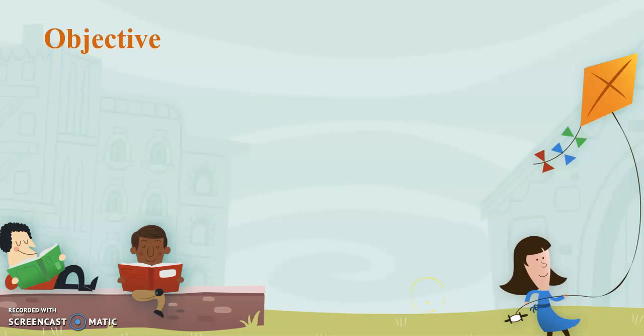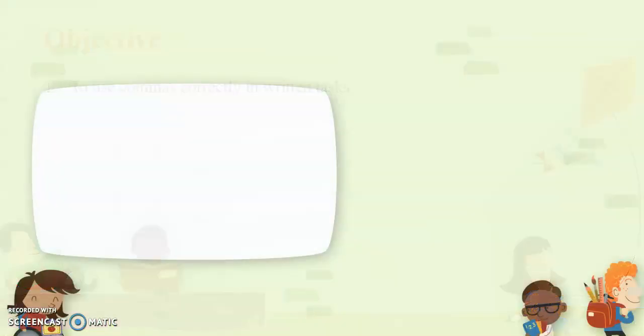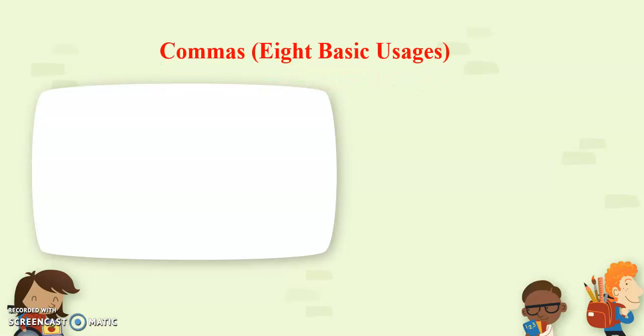The objective. By the end of this lesson, you'll be able to use commas correctly in all your written tasks. Commas, 8 basic usages. We want to cover on this lesson 8 basic usages of the commas. 8 very fundamental, very simple, basic usages of commas so that you do not put a comma in a wrong place. Alright? However, on this video we shall only cover 5, and on part 2 we will cover the rest plus some exercises.